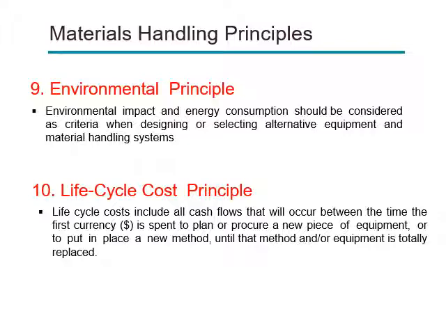Okay, so while selecting the material handling systems and equipment that you are using and making those designs, we need to consider their environmental impacts and their energy consumption. For example, you are going to select a forklift. That forklift can be a battery operated forklift, or it can be a fuel or gas operated forklift. Which one will you select?